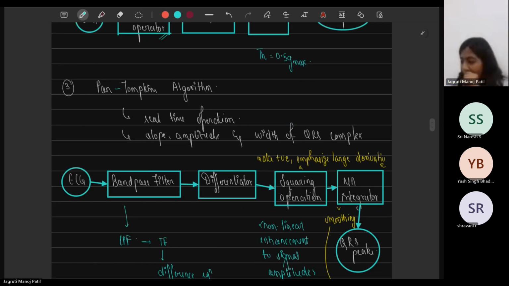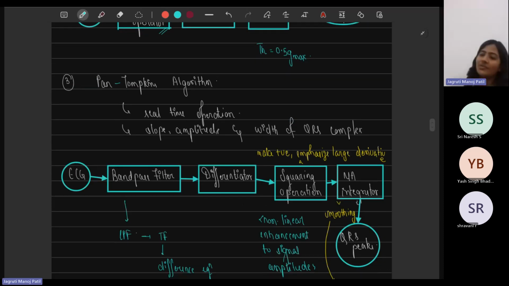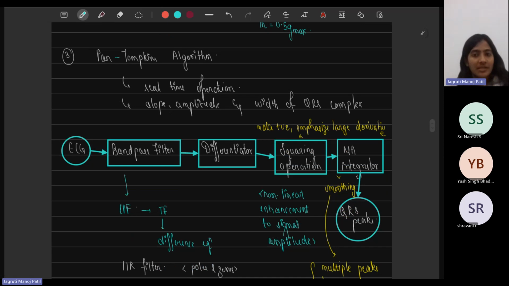So here, there are a lot of changes. We take the ECG signal. Apart from taking just a low pass filter, we take the band pass filter, differentiate it, do the squaring operation, and then the moving average filter and find the QRS peaks. The band pass filter is essentially a combination of a low pass filter and a high pass filter. The response of the band pass filter is like this, similar to a Gaussian, but not as ideal as a Gaussian.